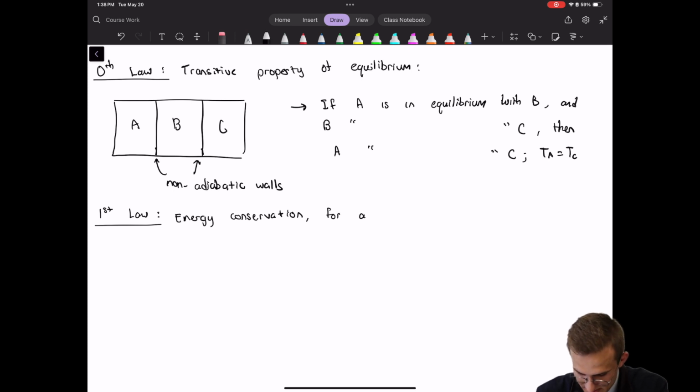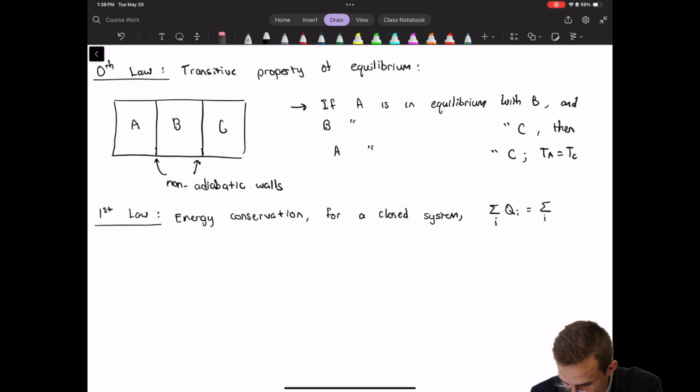So what this means is that for a closed system, if you sum over all the heat transfer in process i, that's going to be equal to the work done by the system during process i. So this subscript is referring to process i. Okay.